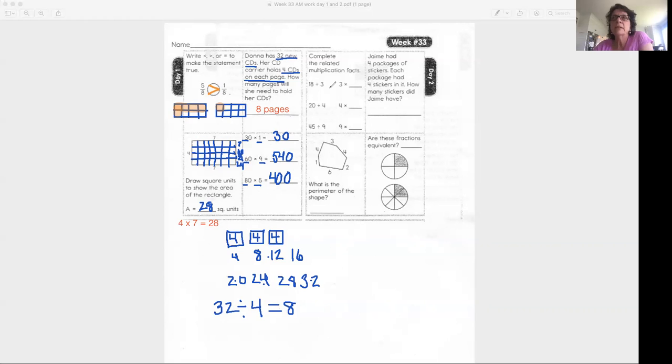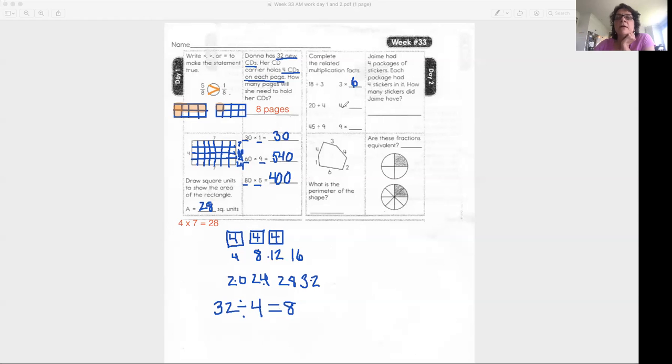Okay, moving on to day 2. I know the last time we did this kind of question, some of you had a misunderstanding. So it says complete the related multiplication facts. So 18 divided by 3, I am missing a factor. So 3 times what will give me 18? So I don't want to write 3 times 18. That will give me a whole different product or total. I can skip count by 3 till I get to 18. 3, 6, 9, 12, 15, 18. Sorry about that. So my answer would be 6. 3 times 6 is 18.